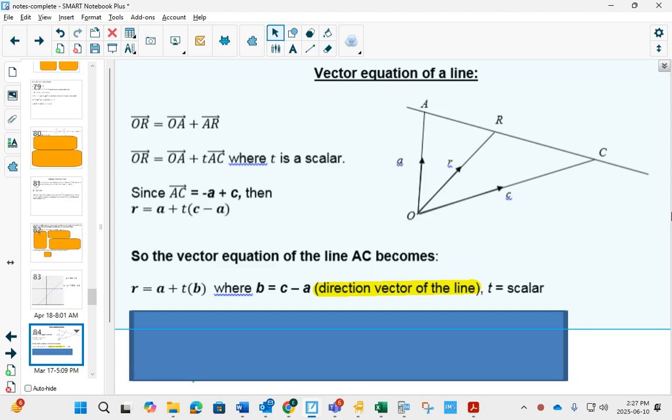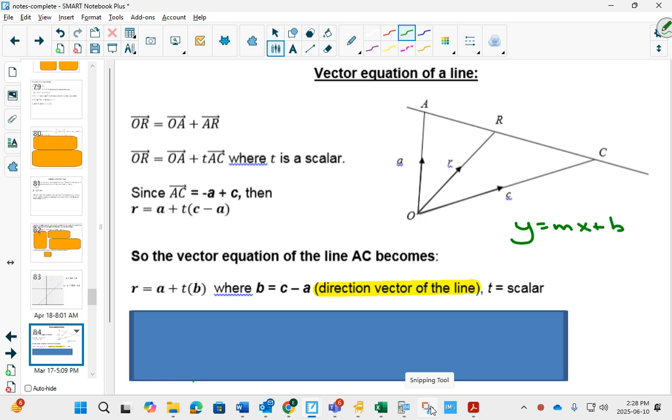So the vector equation of the line is going to help us not only do stuff we used to know how to do in equations of lines in 2 dimensions, but it'll also help us with working with equations of lines in 3 dimensions. So a little recap about what you already know about equations of lines.